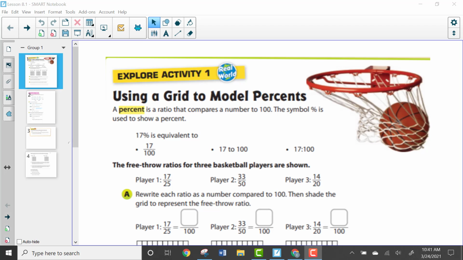So one of the key things to understand on page 203 is that a percent is a ratio that compares a number to 100. It's always 100. The symbol % is used to show a percent. So for example, 17% is equivalent to a 17 to 100 ratio. So everything is always per 100. Even if it's just 4 objects, it's not the objects that you're looking at, it's the percentage. So it always compares a number to 100.